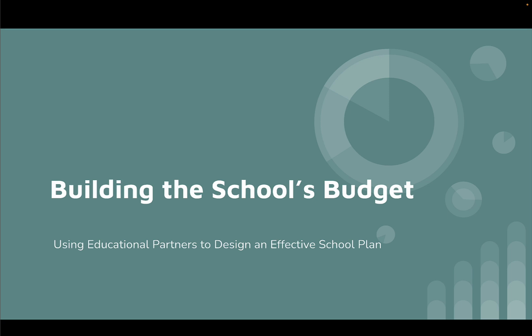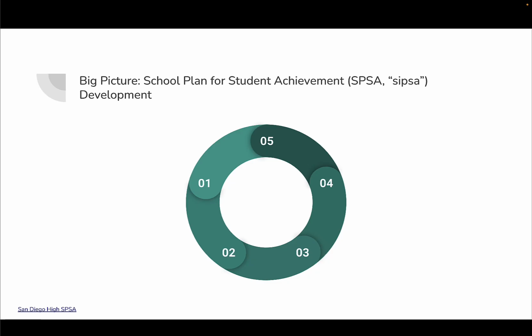So first, we're going to start with a description of how a school builds a highly effective school plan and how that fits into the budget cycle. So first, every school is required to create a school plan for student achievement, commonly referred to as a SIPSA. And we like to follow the same cycle to develop that plan throughout the year.